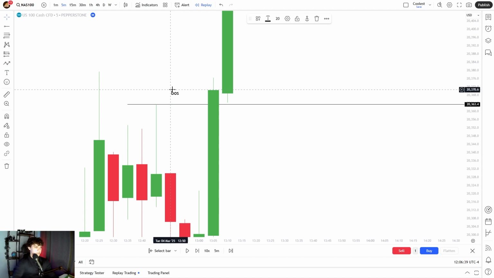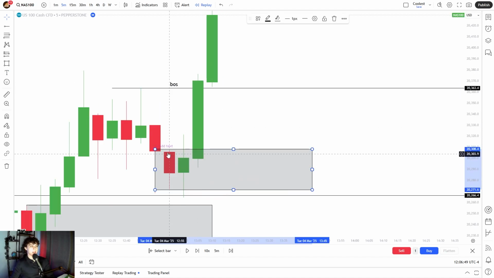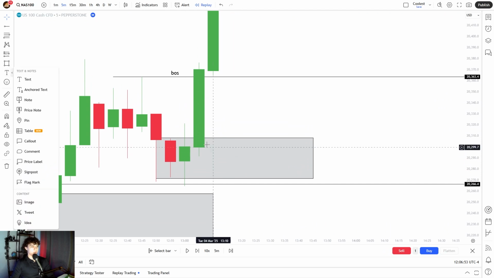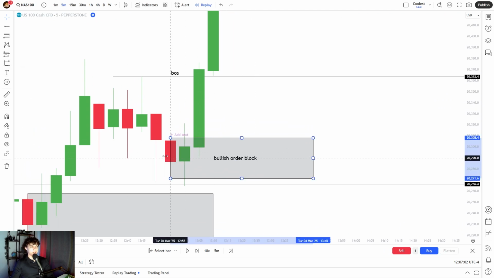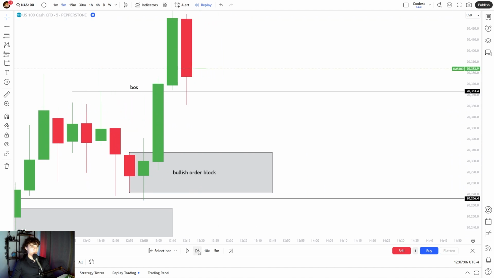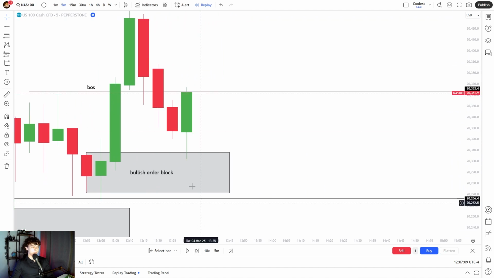Then this breakout structure happens right here. This is a BOS, bullish breakout structure. Look at this. This is the last down candle after the breakout structure to the upside. So this is our bullish order block. And if we tap into this order block, since this is the last down candle after the breakout structure to the upside, we can then look for buys immediately. But we'll have to see. Does it get tapped into? All right, look at this.